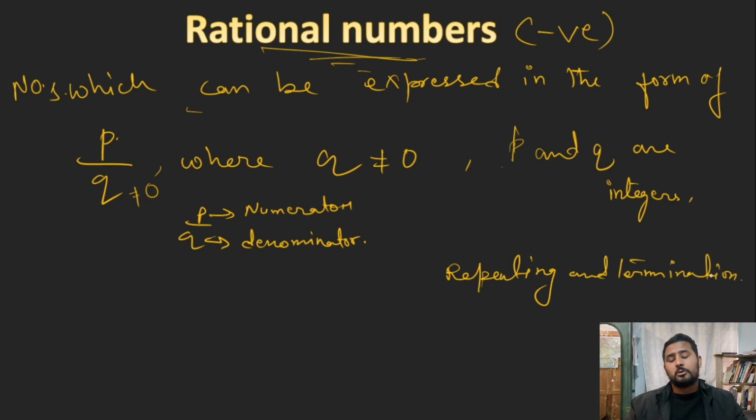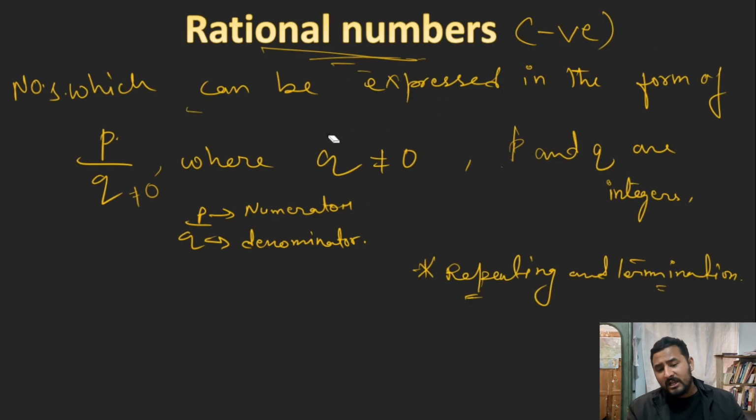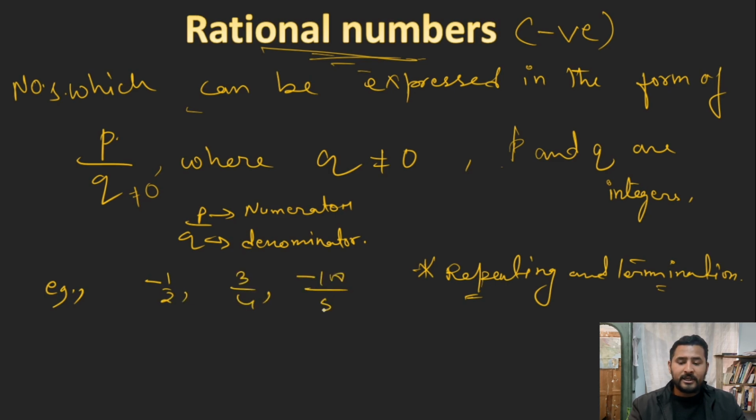So why we need this repeating and terminating? Because when we convert decimal numbers into rational numbers, we need to know if it is repeating or terminating. So let's see what we have next. Convert decimal to rational numbers. Before doing that, let us learn one more thing. We have learned about rational numbers. Let me give you an example. Examples of rational numbers can be -1 by 2, 3 by 4, -100 by 50, any. This can be our rational numbers.